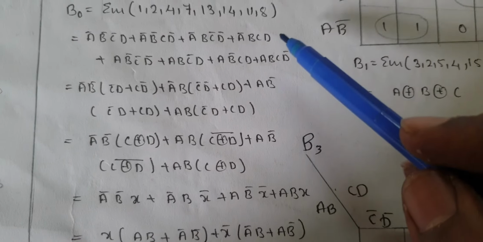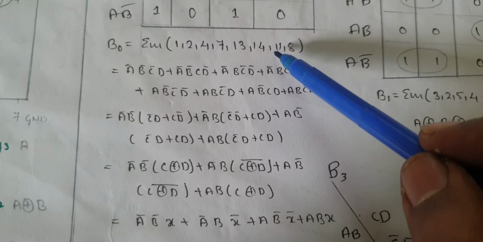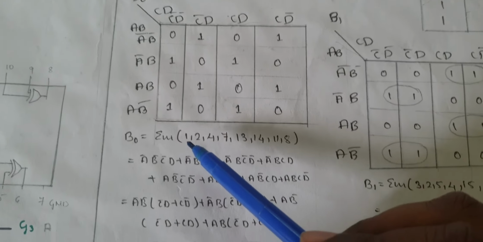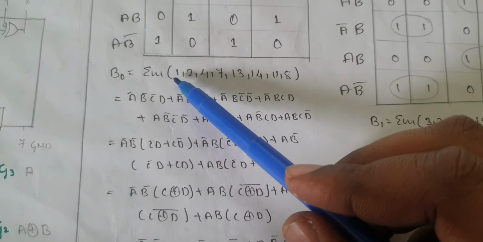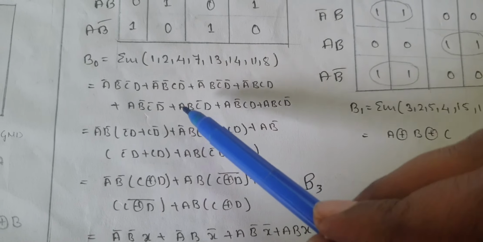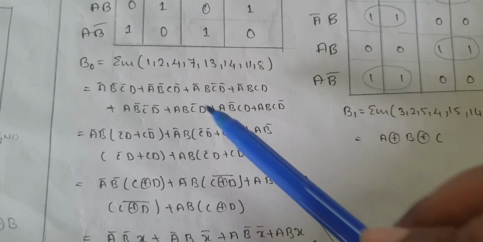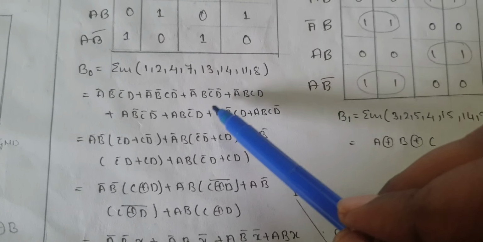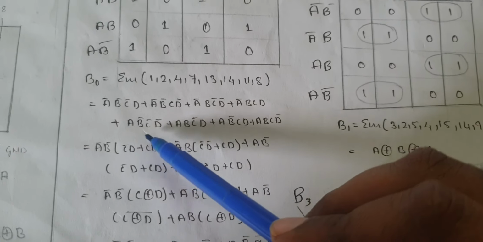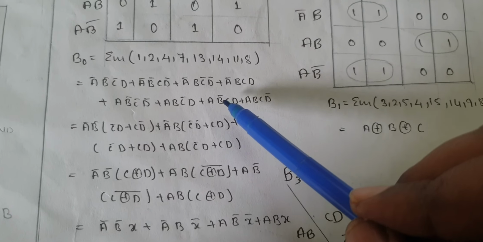It's very easy. I represent all the minterms with Boolean values. Since it is a 4 variable Boolean, I can represent 1 as A bar, B bar, C bar, D. 2 as A bar, B bar, C, D bar. 4 as A bar, B, C bar, D bar. Likewise, I will replace all the minterms with Boolean values.